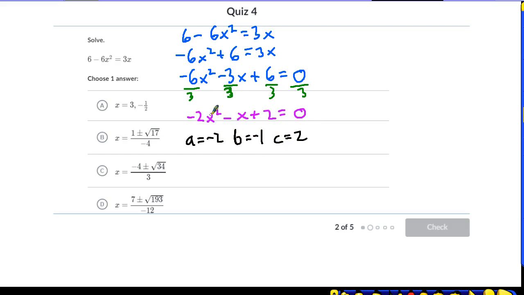Now, I recommend that you pause the video and try to work ahead of me and see if you can do it on your own, but if you want to just watch me, that's fine too. So let's plug in the numbers. Don't forget, the quadratic formula looks like this. x equals negative b plus or minus the square root of b squared minus 4ac, all over 2a.